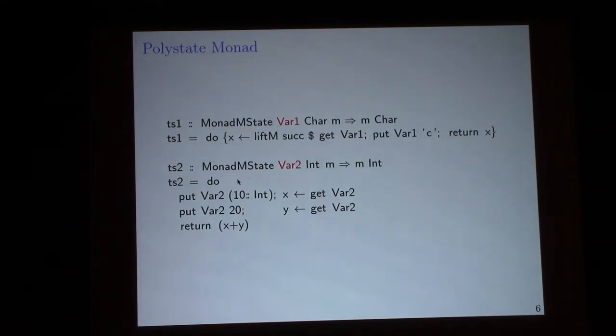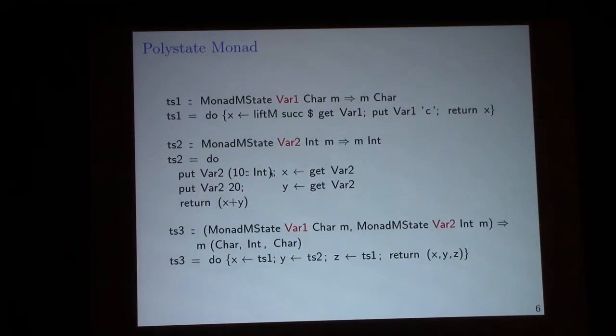And this is a very similar computation that deals with var2 and deals with integers. The nice thing is we can use both of these, TS1 and TS2, in the same computation. And this is the type which is inferred for it. So it's a very nice type, right? Variable 1 has to be character, and variable 2 has to be integers. And of course, we can write it, and it's all nice.